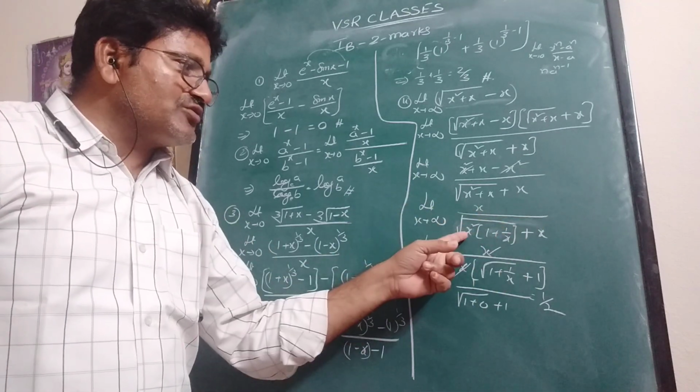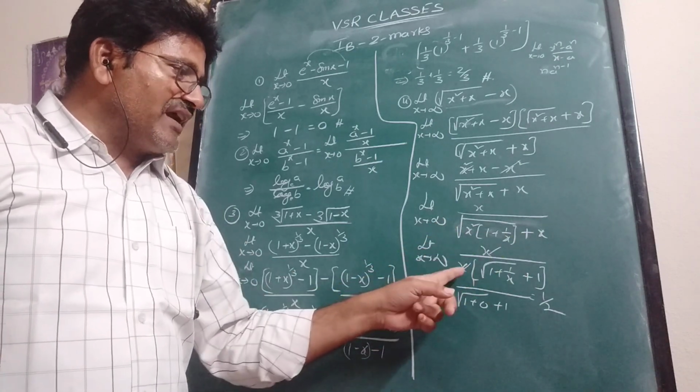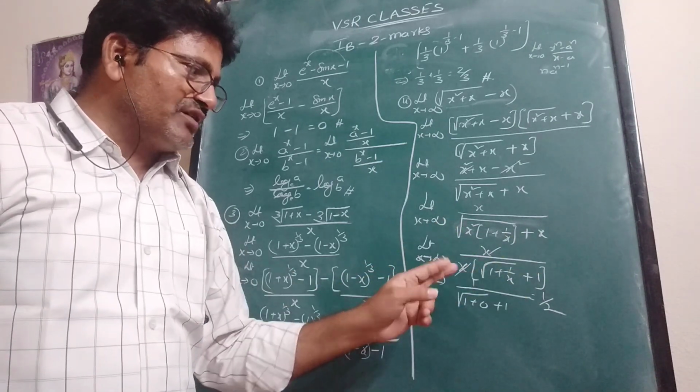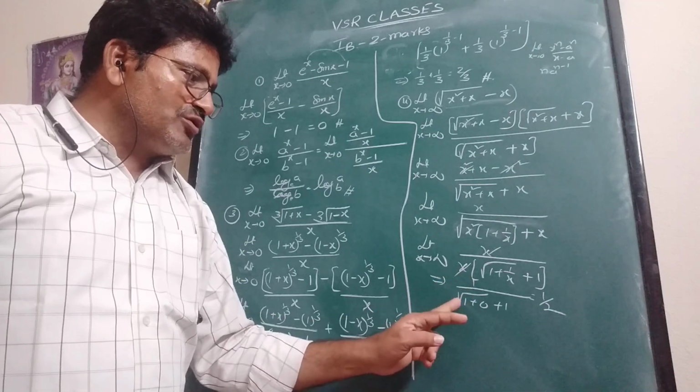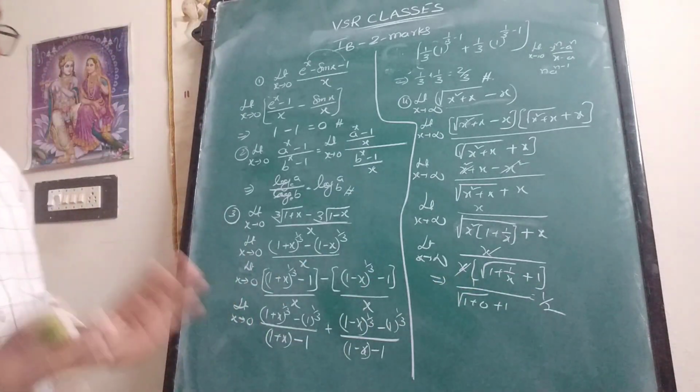Now the square root of x^2 is x outside. Take x common: x by x, root over (1 + 1/x) plus 1. So x will be cancelled, giving 1 by (root of (1 + 0) plus 1). So you will have 1 by 2 as the result for that.